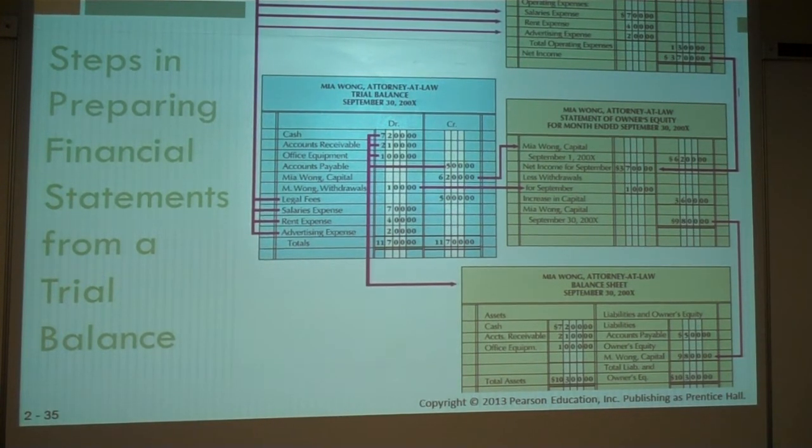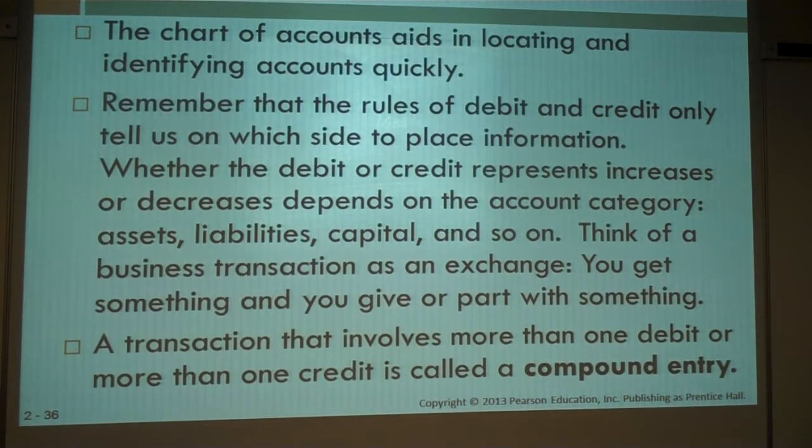The balance sheet has a specific date. And the way you do the forms is the name of the company, the name of the statement that you're doing, and then the date or the fiscal period. Here it was the month ended. And then there's our summary. That's at the back of the chapter.